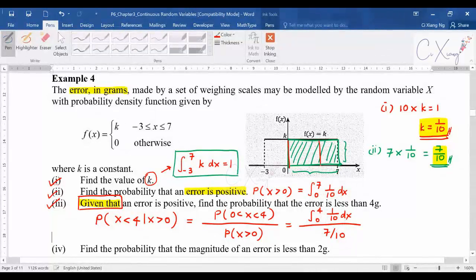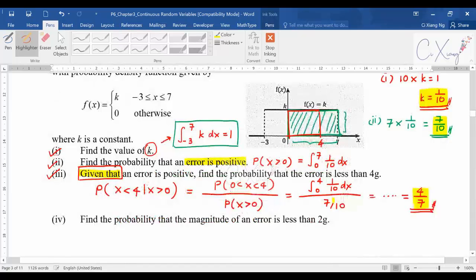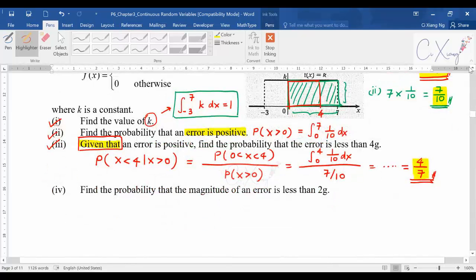If you don't want to, then you can use common sense like what I showed you just now. So you roughly imagine that you're having a 4 here. So for 0 until 4, what is the probability? Okay, so this one I will show you the detail again. If you didn't make any careless mistake, then your answer should be 4 over 7. Okay, so this is how you solve it.